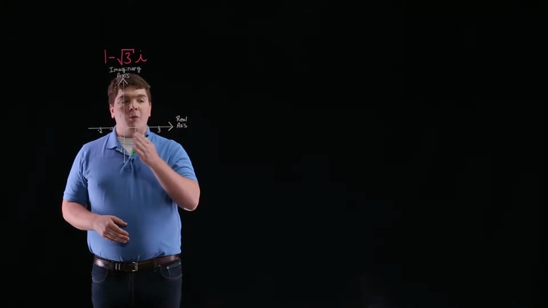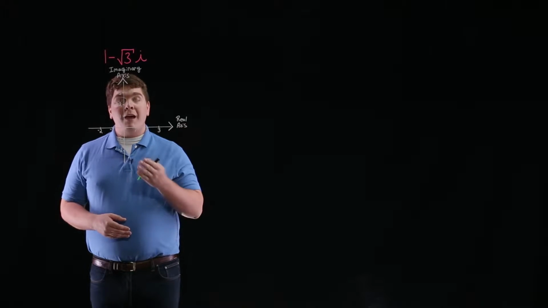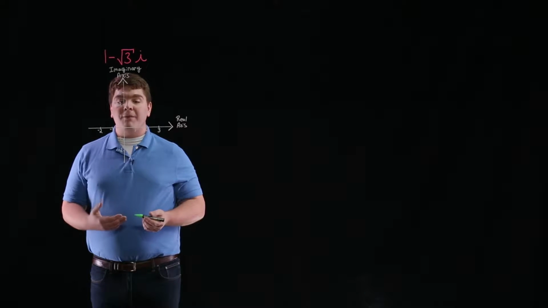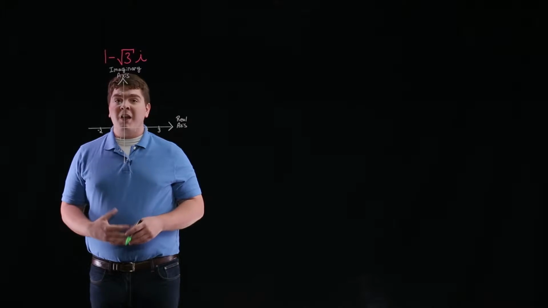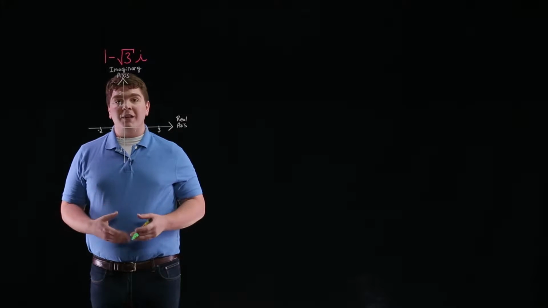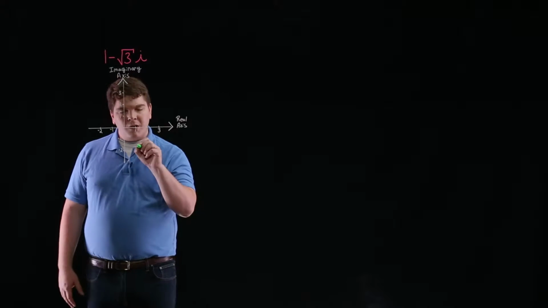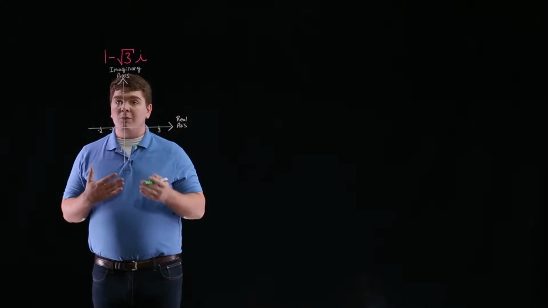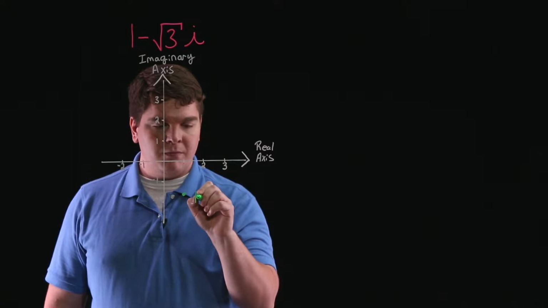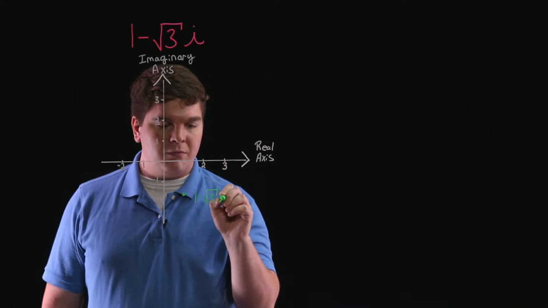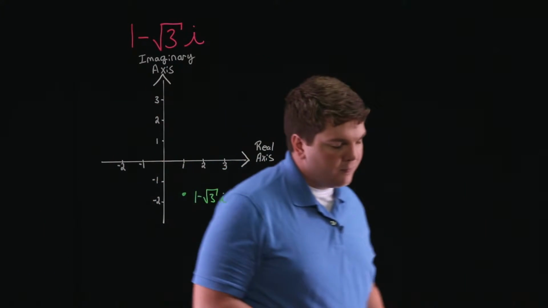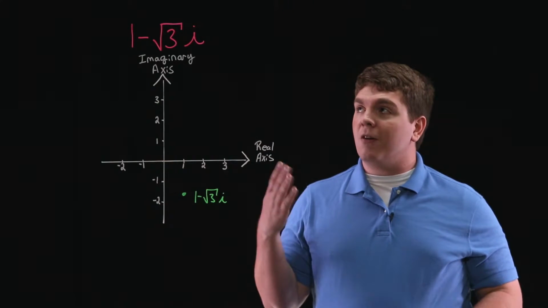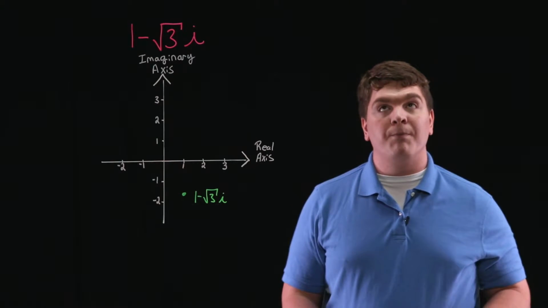We know that we'll move 1 along the real axis, and we'll move down the square root of 3 on the imaginary axis. And since the square root of 3 is approximately 1.7, our point, 1 minus the square root of 3i, will be approximately here. Next, we'll want to convert this number into trigonometric form.